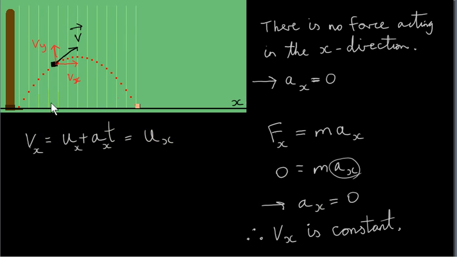So if we know the x component of the initial velocity, that is the velocity of the particle when it was launched, then we have Vx, because Vx is just equal to ux. So the particle was launched with a certain velocity. It was actually 55 meters per second.